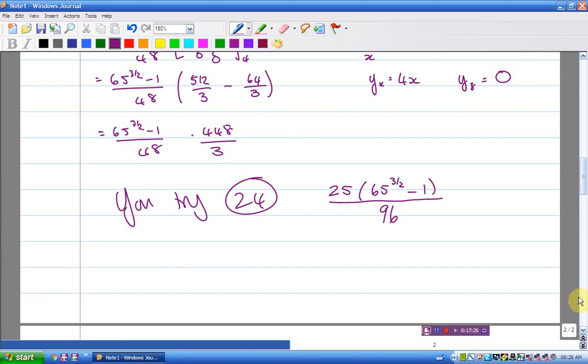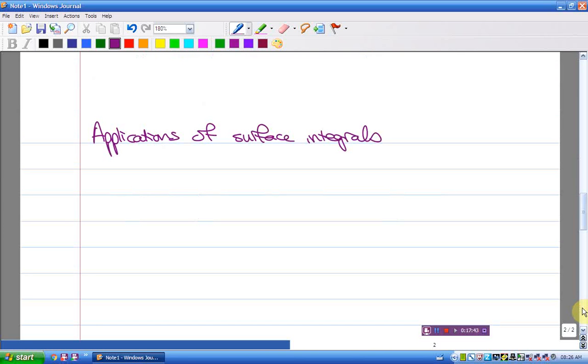Okay, so we're moving on with applications of surface integrals. We're going to be doing 3 applications of surface integrals. The third is quite complicated, but the first 2 are not. The first 2 are area and mass, which will look very familiar because they look just like their double integral counterparts. So area of S is double integral over S of 1 dS.